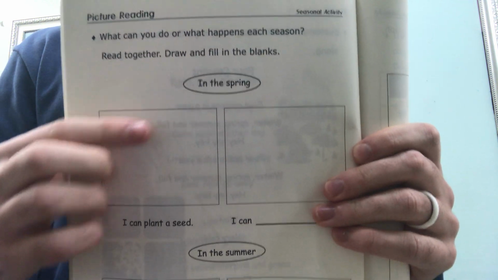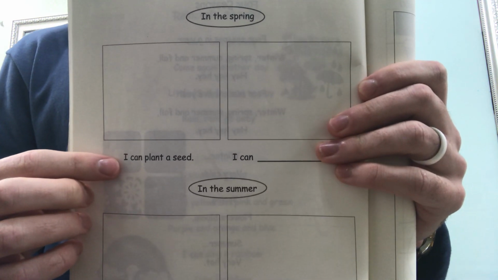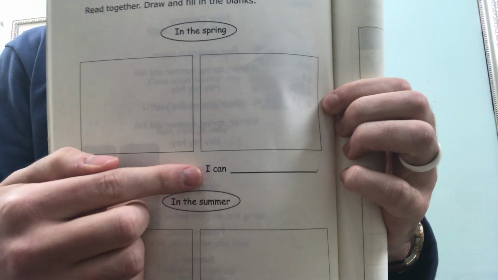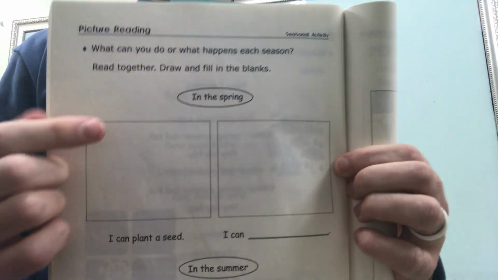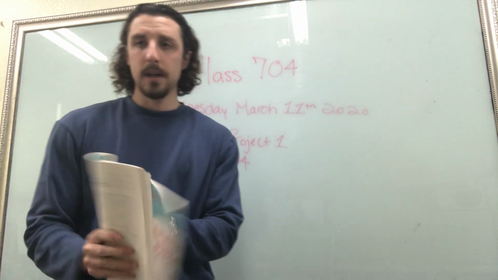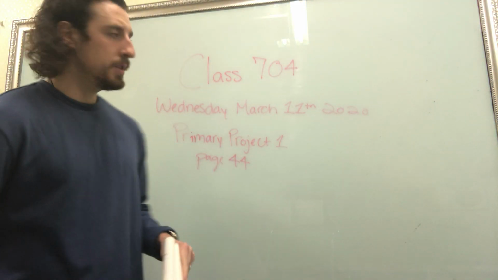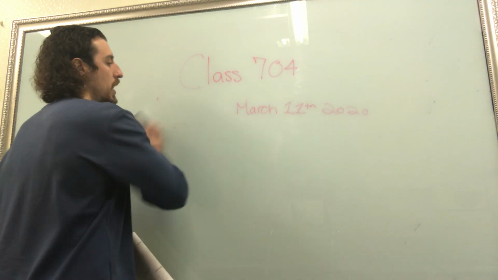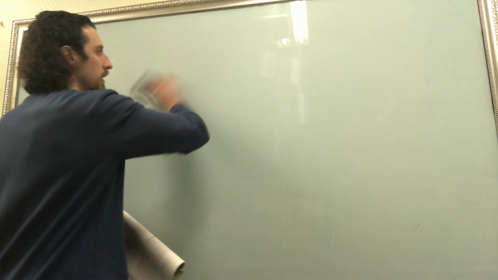In the spring, I can plant a seed. And then this one is going to be for us. I can blank. All right? So what you have to do is first, we're going to fill in this sentence, okay? So for that one, it's in the spring. So in the spring, the first sentence was, you can plant a seed.